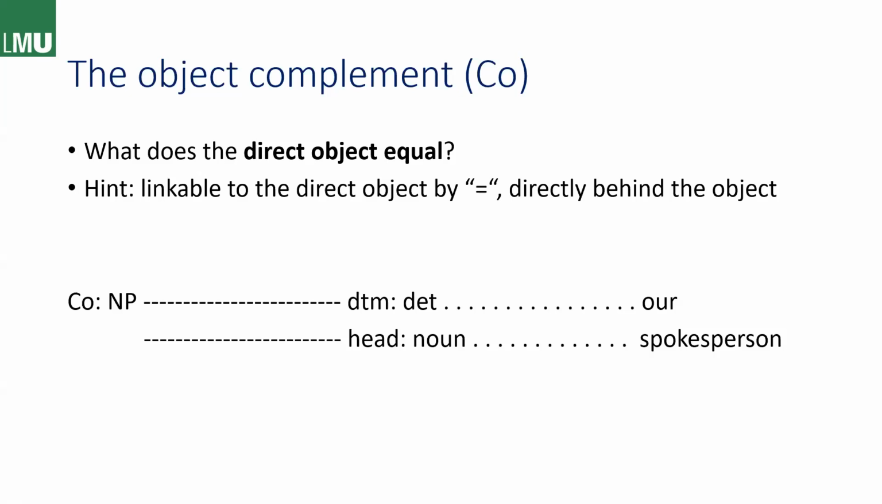So what do we have? We have the CO, again the O goes in lowercase, with the noun phrase and P, with the determinative, DTM, which is a determiner, DET, our. Now here we have that pronoun case that I talked about before. And we have the head, which is a noun, which is normal for a noun phrase, and that is the spokesperson.